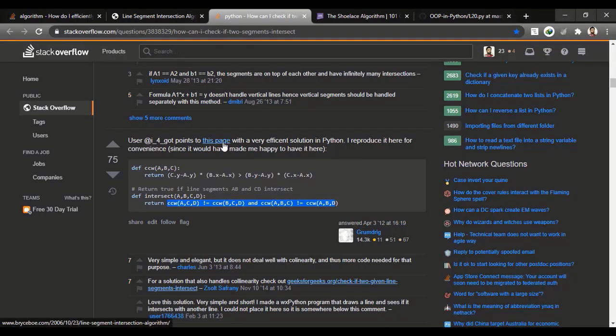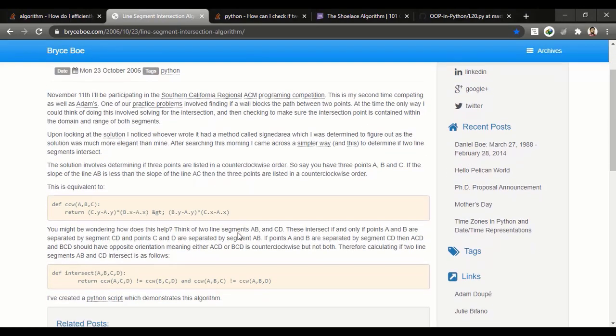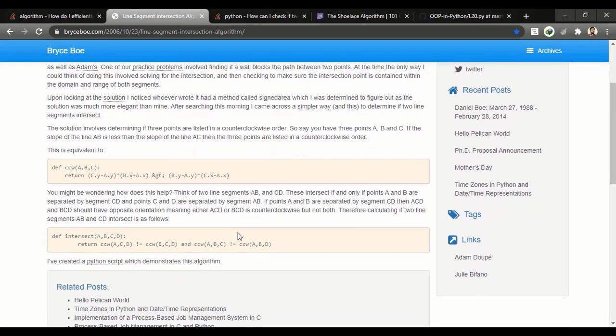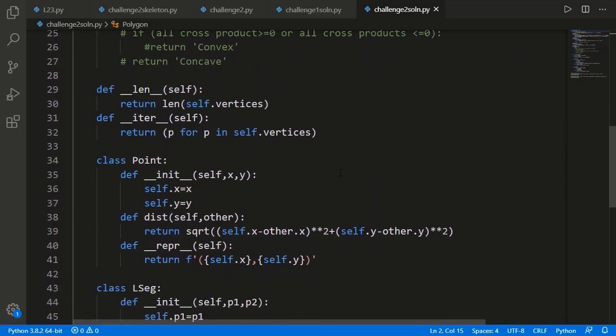The link for the detail of this algorithm is also provided, and you can find the detail of the logic given in a quite simple way. So I'll copy this code and paste it inside the line segment class.